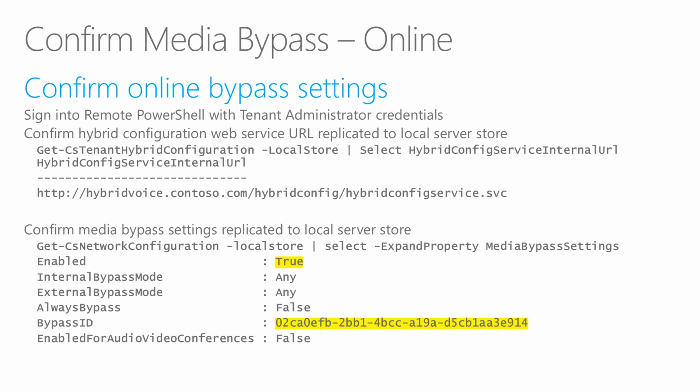There are two settings that we want to look at here. One, that media bypass has been enabled. Enabled should be set to true. Second, take a look at the bypass ID. This is the bypass ID that clients should be receiving when they get enabled for media bypass. It's different than the online media bypass ID that they would receive otherwise.